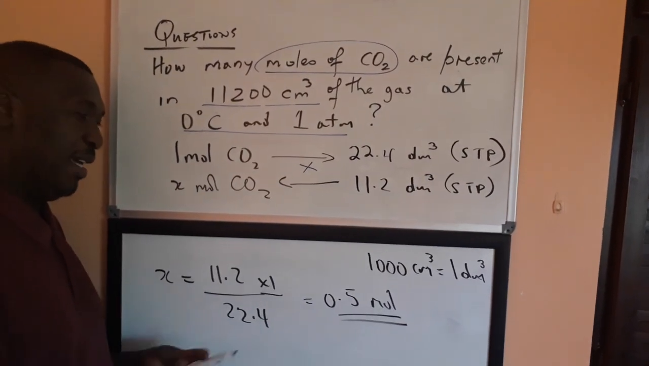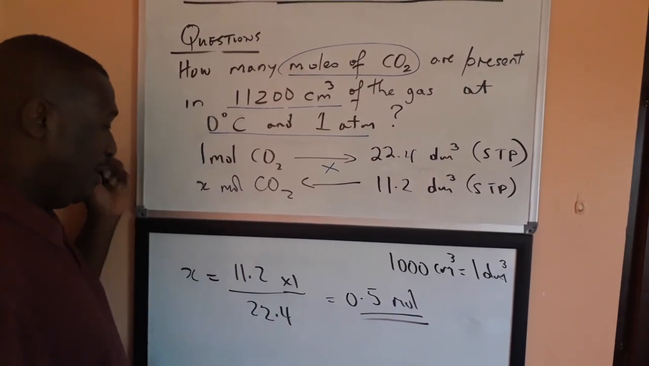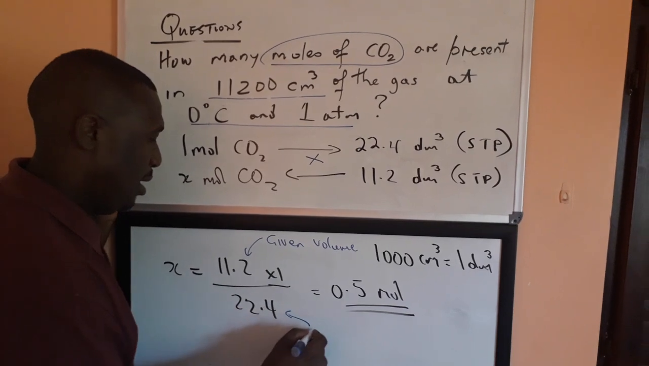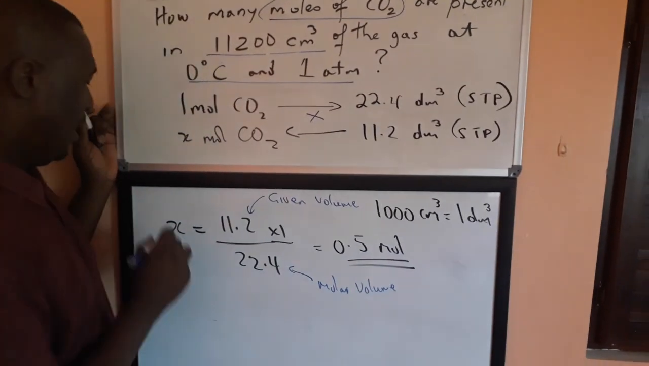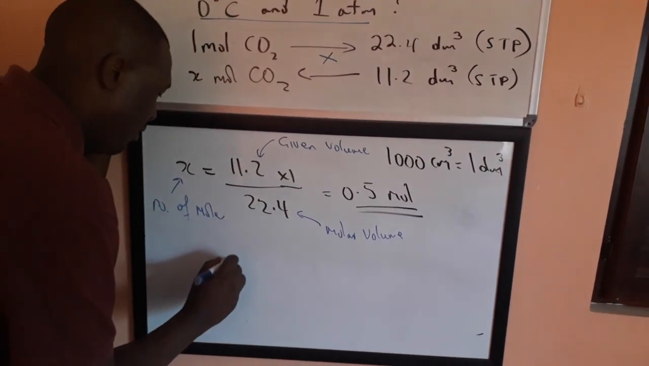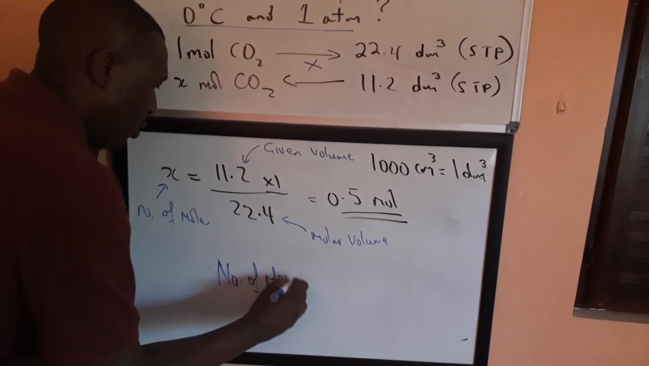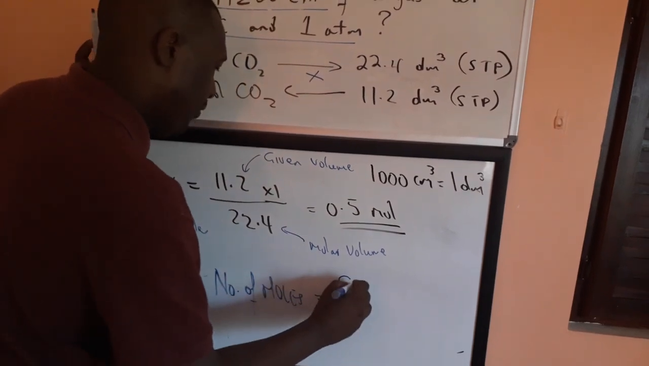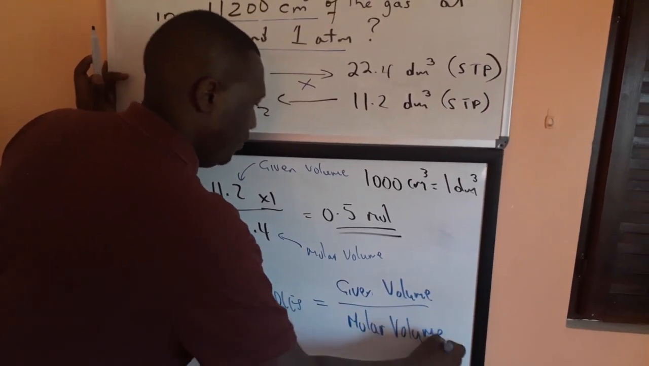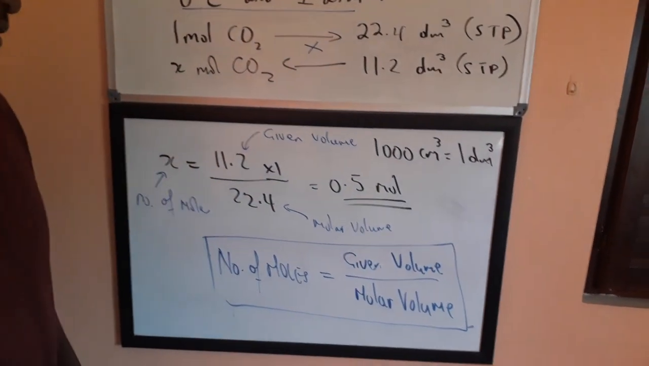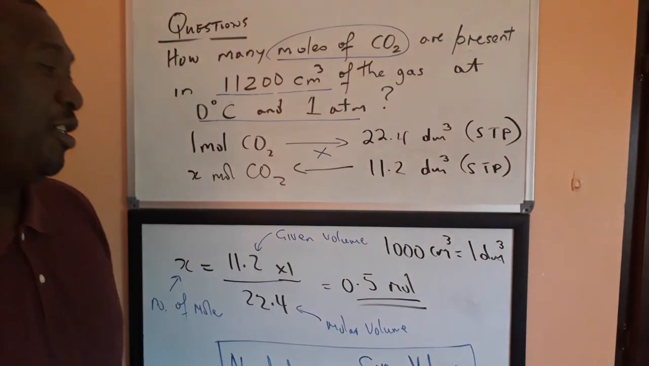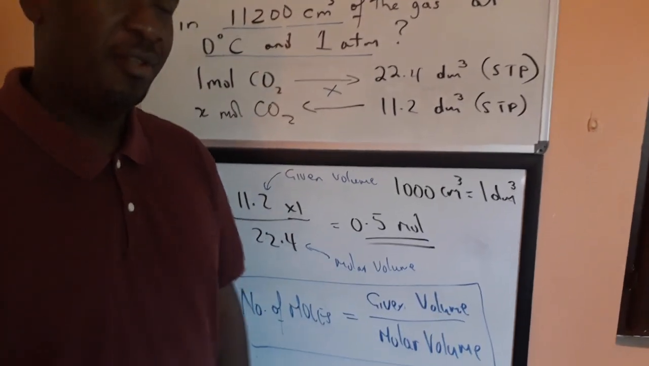And that's your answer. Now, if we examine closely again, we can derive a formula, because this is the volume that you are given, and that is molar volume, and this is the number of moles. So from that we can see that number of moles equals given volume over molar volume. And that's your derived formula. Remember, we don't believe in spotting the formula, but if we can derive it, even better. We're about the relationships. And if we know the relationships, then we can work out the formula.